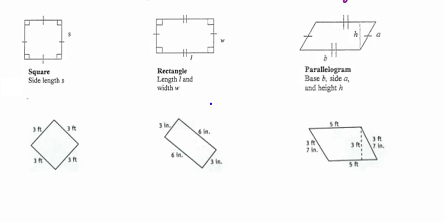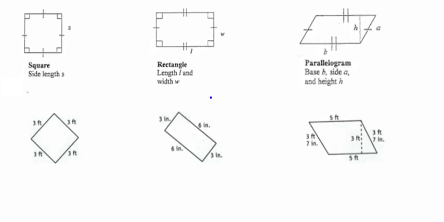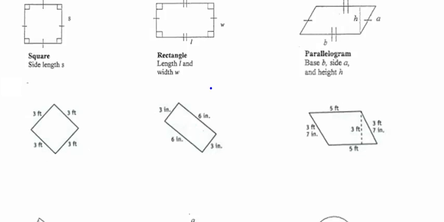and the area. The first one, our square, to find its perimeter, we're simply going to take and add the lengths of all four of its sides. So the perimeter of this square with sides of length 3 feet is going to be 12 feet, or the 3 plus the 3 plus the 3 plus the 3, or the 3 4 times.